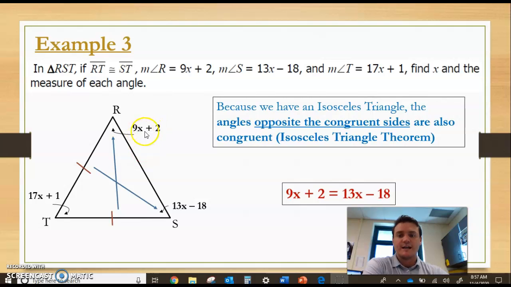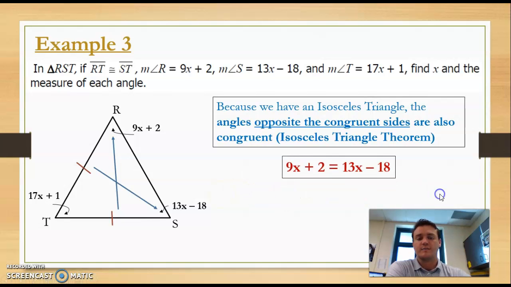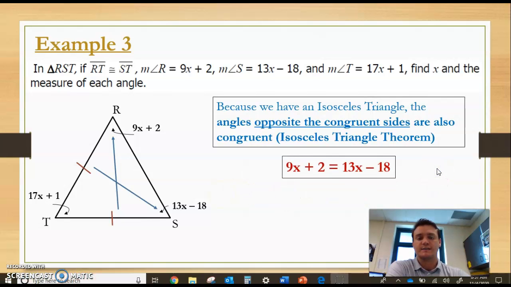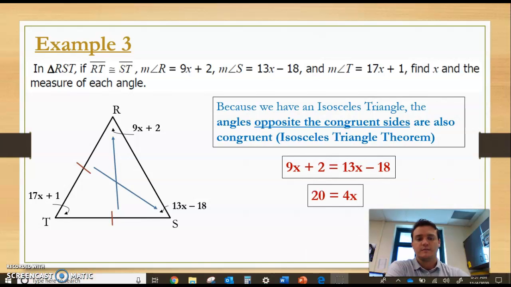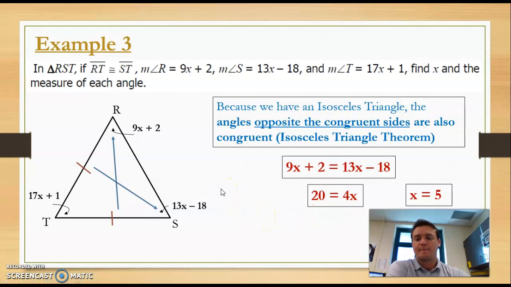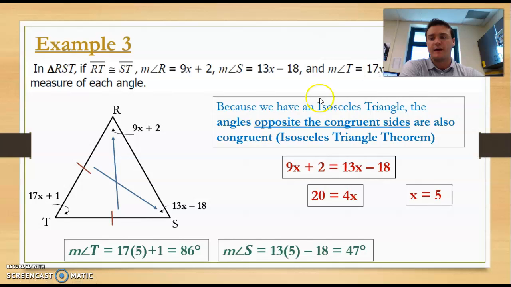So again, we would take 9x plus 2, set it equal to 13x minus 18. We would then solve for x here by subtracting 9x on both sides. And solving for x, we should get 5 here. All right. And then if x equals 5, we can go ahead and plug in the value of x into all of these to figure out what each angle should be.